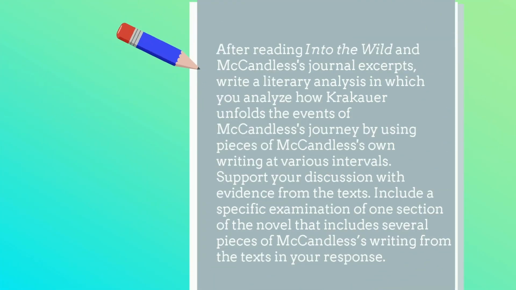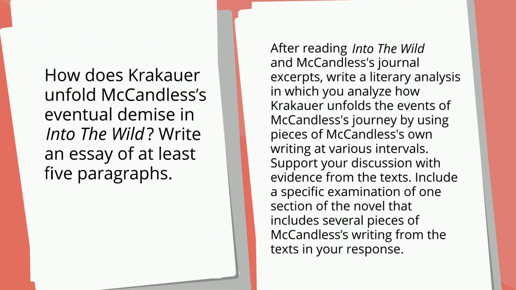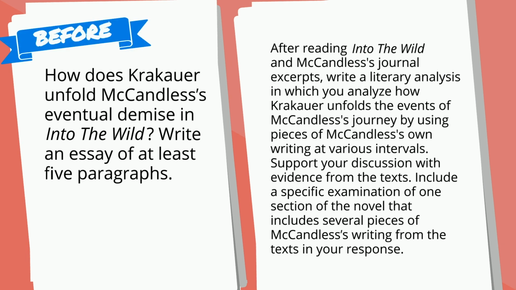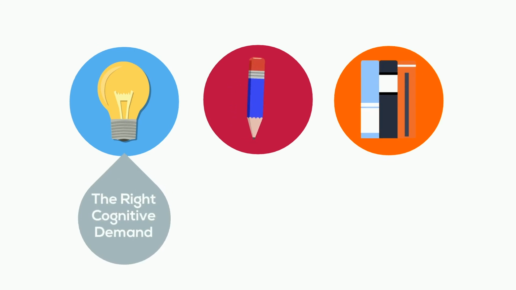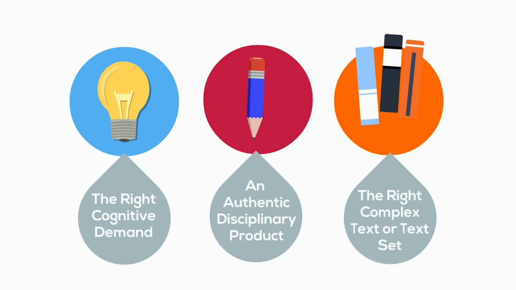In this case, the task uses Into the Wild and McCandless's journals to allow students to do the kind of thinking and writing demanded by the standards in the focus cluster. The thought process that goes into writing in response to this task is more complex and therefore more rigorous than the thought process that goes into writing 5 paragraphs on how a story unfolds. Pairing a strong focus cluster with the right cognitive demand, disciplinary product, and complex text is key to improving a task.